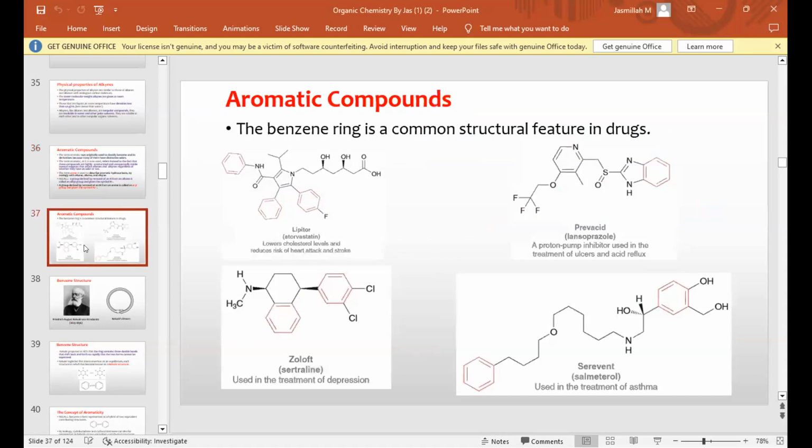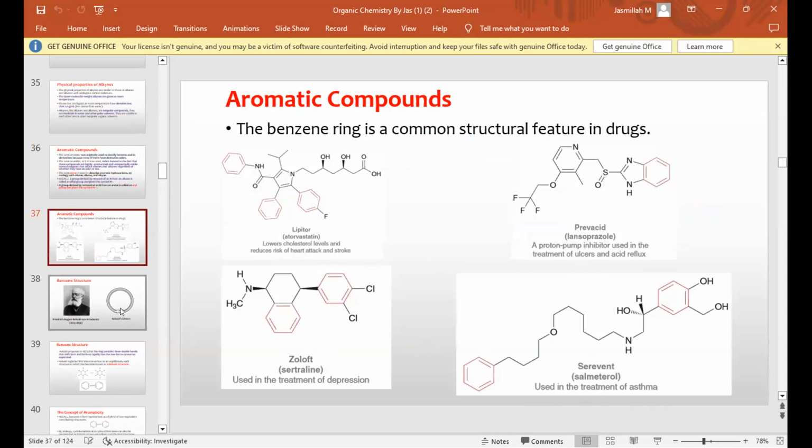Okay, so benzene is a very common structure in drugs. You can see it here in atorvastatin, sertraline, used for treatment of depression. We also have Prevacid, a proton pump inhibitor, and also salmeterol, used in treatment of asthma.